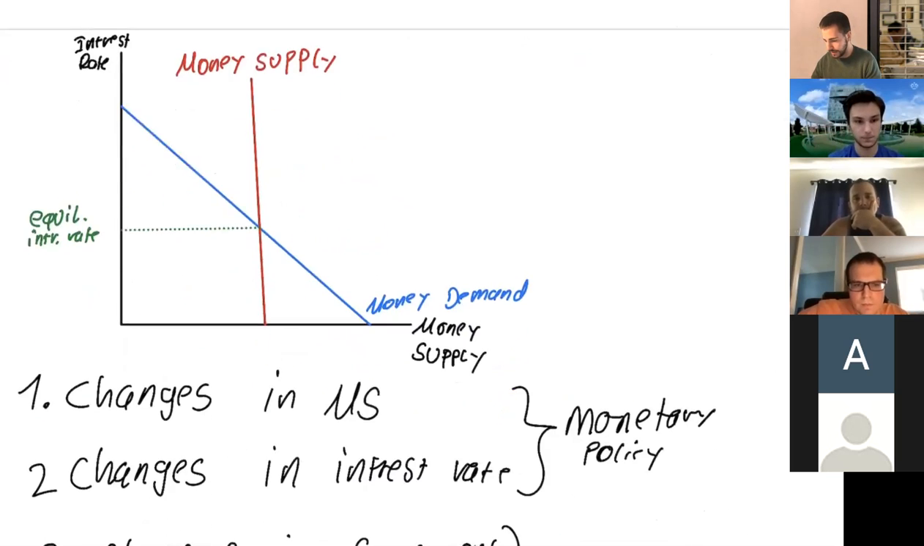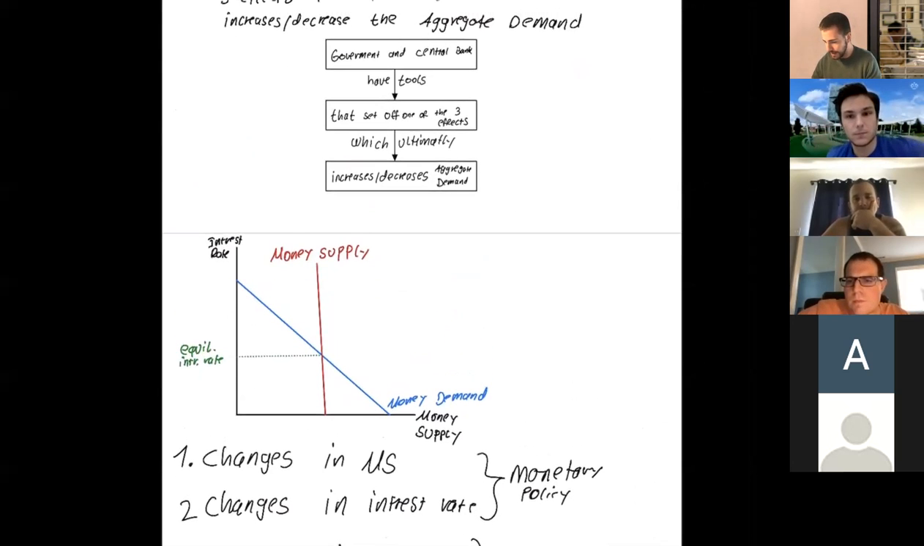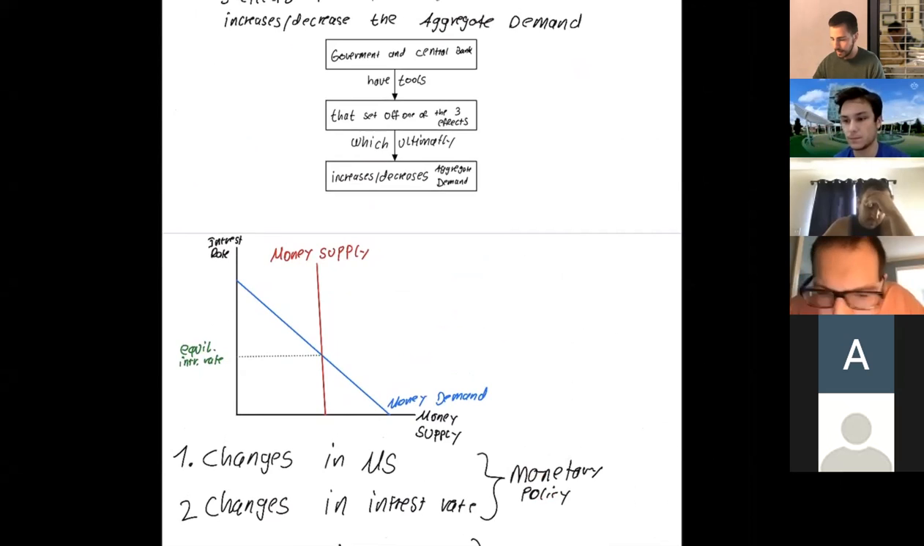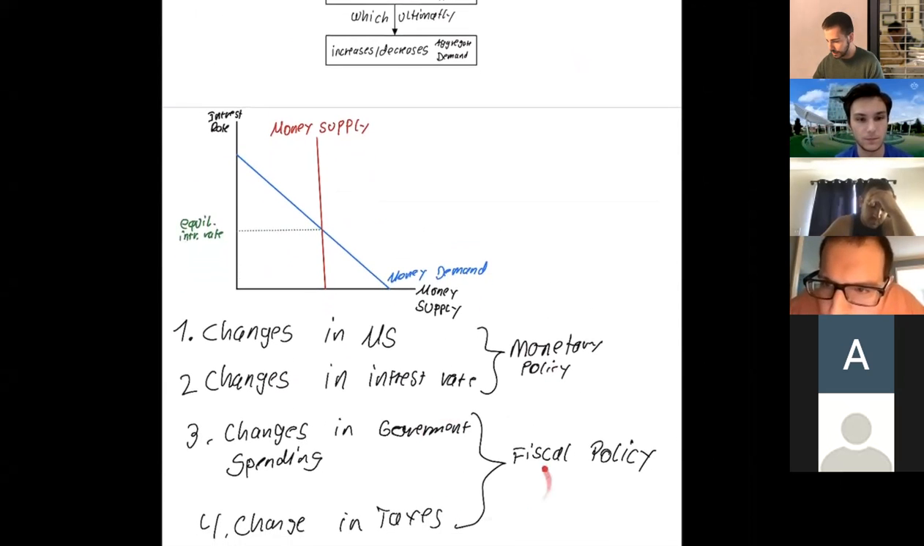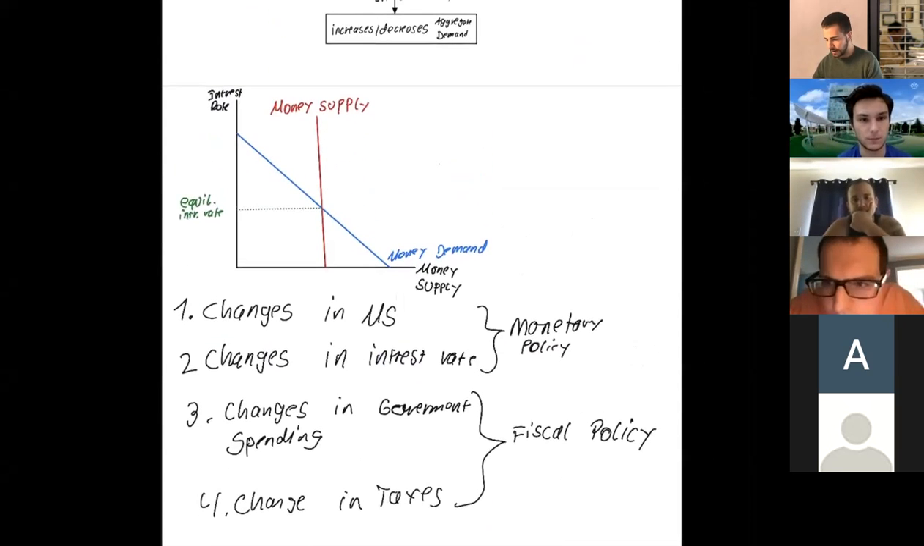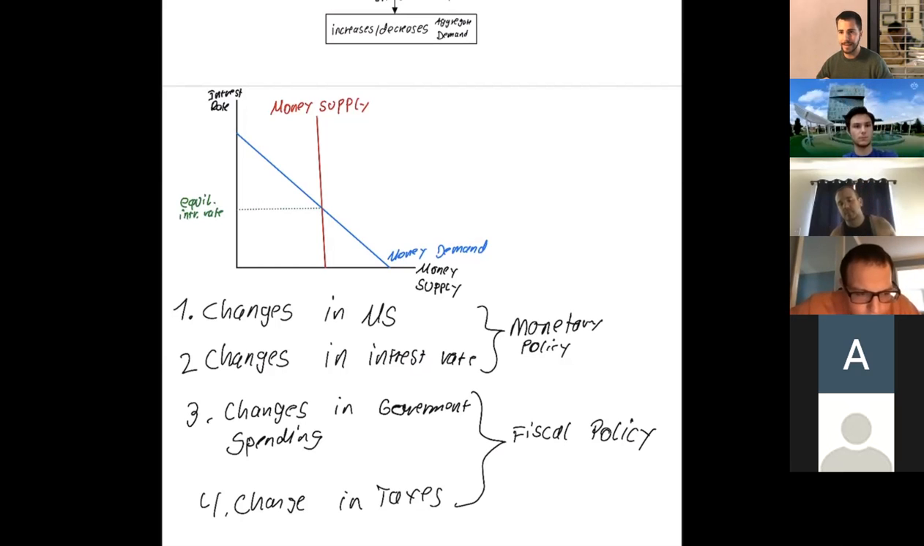So the graph looks like this. Changes in money supply and changes in interest rate, like I said, is referred to as monetary policy. And then changes in government spending and changes in taxes is fiscal policy. So before I go into the practice questions, there's one more funny thing. It doesn't matter where you're on the political spectrum. For example, in 2001, Bush did tax cuts. These tax cuts increased aggregate demand, which increased the economy. So it was expansionary fiscal policy, which in normal words is basically just increasing aggregate demand.